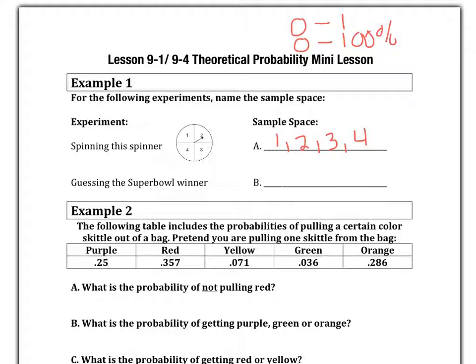Then if we had people guessing the Super Bowl winner and we want to list the sample space, there's only 2 possible outcomes for this particular Super Bowl. Either the Patriots will win, hopefully not, or the Eagles will win. And so you list the 2 possible outcomes. So those are the only 2 possible outcomes in this experiment, if we want to consider it an experiment, and therefore that would be your sample space.